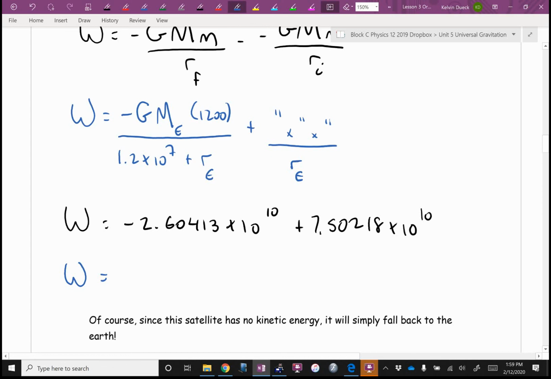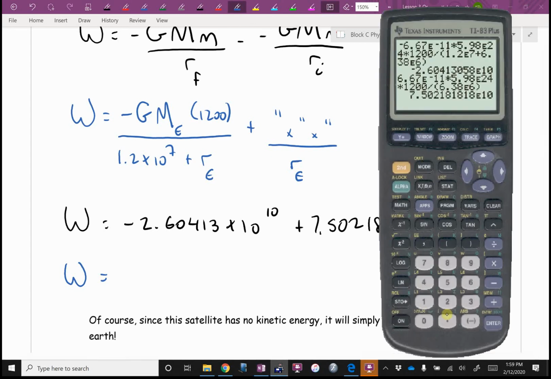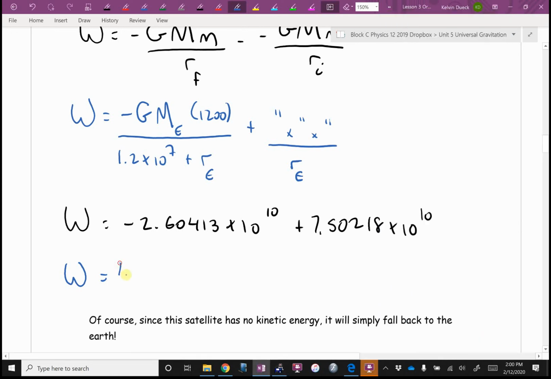And now I'm going to add them together. The first term is negative 2.60413, scientific notation button 10, plus, answer button. I'm not going to retype that. I'm going to carefully make sure I didn't make any typos. I don't think I did. And I get a positive answer. I was a little worried I was going to get a negative answer. I don't. I get a positive answer. I get 4.90, if I go to 3 sig figs now, times 10 to the 10th joules.